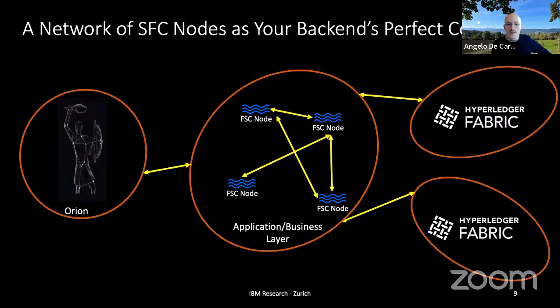We usually call them FSE nodes, but no matter what, these are nodes that belong to the application system, to the application layer. And these nodes not only talk to each other, they can also talk to multiple backends at the same time. So you might have multiple Fabric instantiations, an Orion instantiation, a Besu instantiation, and so on and so forth. So you can handle a topology that is as complex as this one.